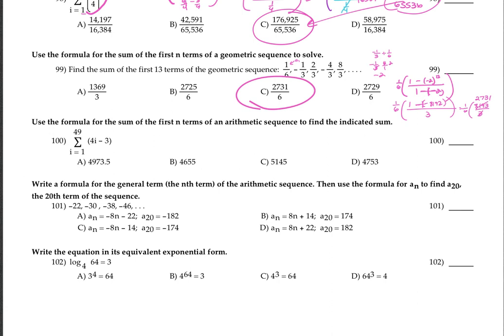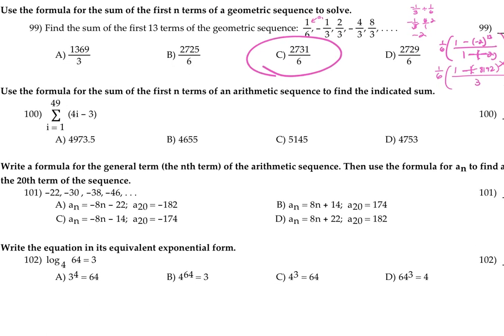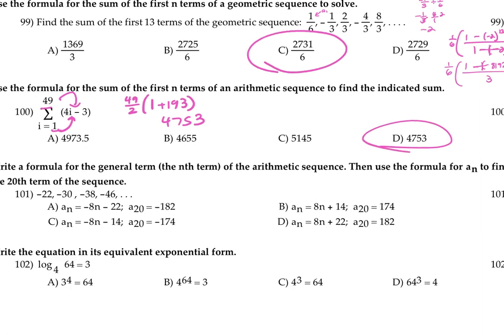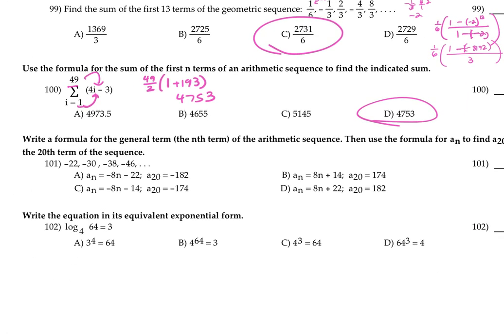All right, number 100, find the formula for the sum of the first n terms of an arithmetic sequence. So find the sum. Okay, so n over 2, 49 over 2. First term would be 4 minus 3, which is 1. Last term would be 4 times 49 minus 3, or 193. 24.5 times 194 is 4,753.